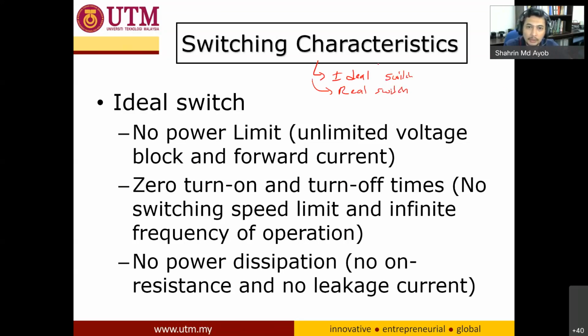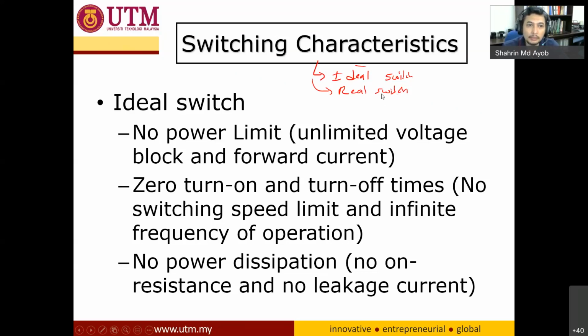It actually depends on how you want to do the analysis. If you just want to analyze whether the circuit can run properly, simulate, run, then it's okay to use an ideal switch. But if you want to do the analysis more towards the losses and the efficiency, then your simulation model should include the real switch characteristics.